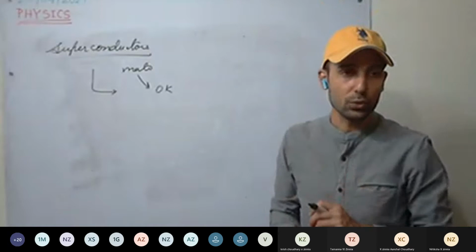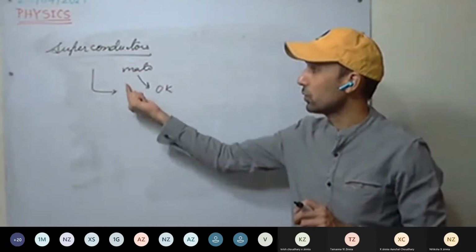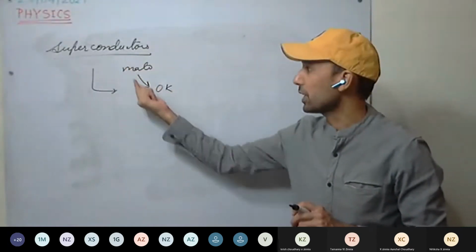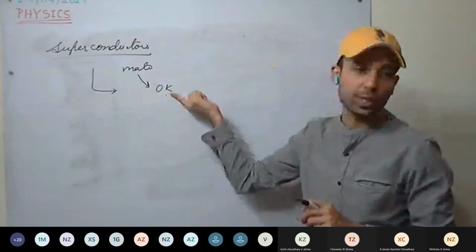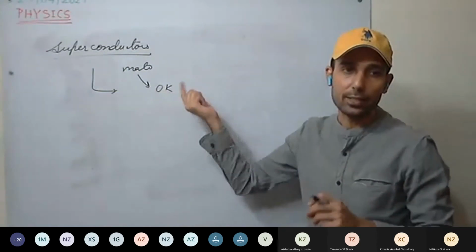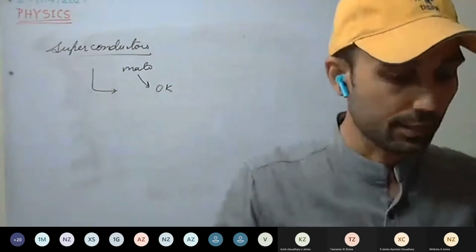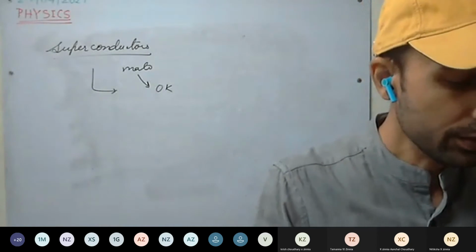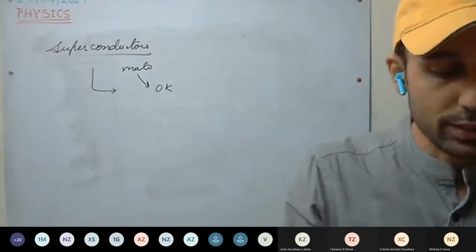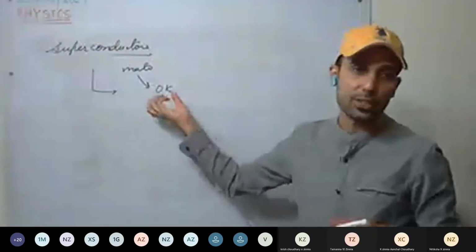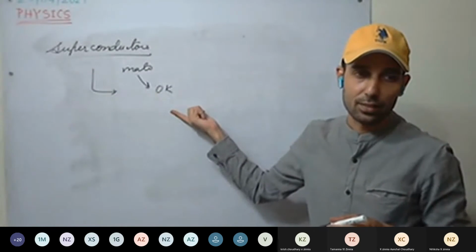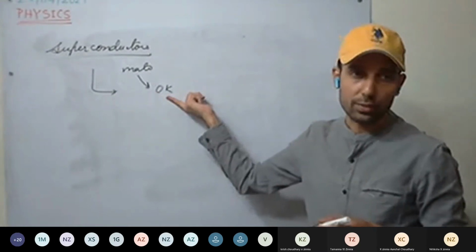Now, see here what is the issue with the use of superconductors? That is the temperature, to make the temperature below 0 Kelvin. That is not practical. That is not easy, because to achieve such a low temperature is difficult. Okay.